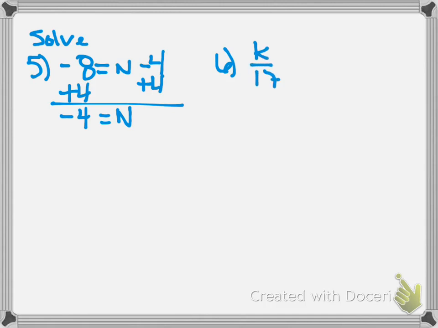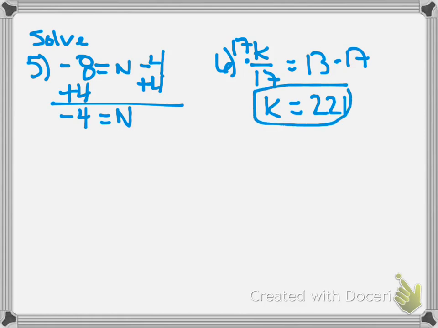Number 6. k divided by 17 equals 13. So what's the opposite of divide? Multiply. So I just multiply 17 times 13, and I get k is equal to 221. See, don't overthink it too much. Identify what you need to do, then just do that step. It shouldn't be that hard.